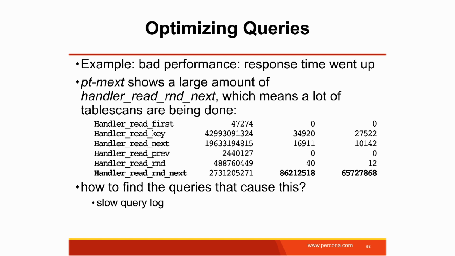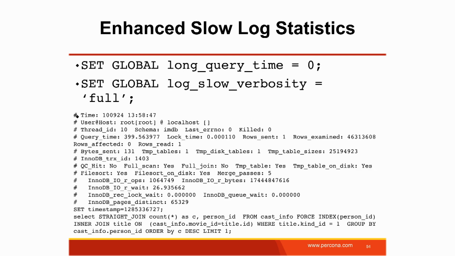Okay, optimizing queries. So when response time goes up, you look at pt-mext, you can see there's about 86 million here, maybe over 10 seconds. So we're doing full table scans because it's Handler_read_rnd_next. So we kind of need to find out which query is causing this. You can do SHOW PROCESSLIST until you find it, but yeah, you might not catch it. So we can look at the slow query log that I mentioned.